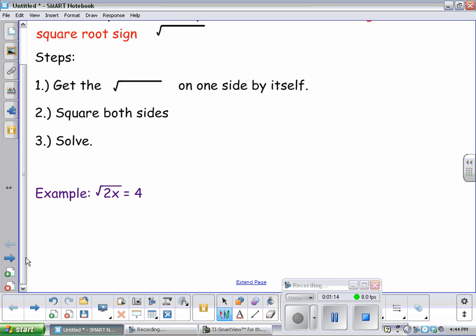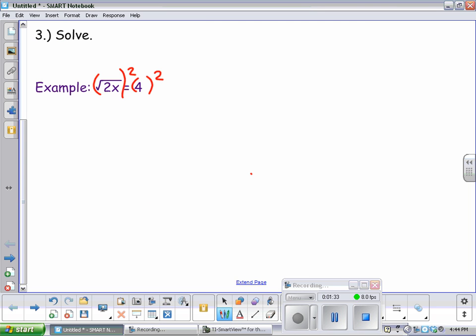Okay, so the first thing it says to do is to get that square root by itself. This problem already has that done. The next thing it says to do is to square both sides. So I'm actually going to take both sides of the equation and square them. Anytime I have a square root and a square, they cancel out. And I'm just going to be left with what's inside the square root.